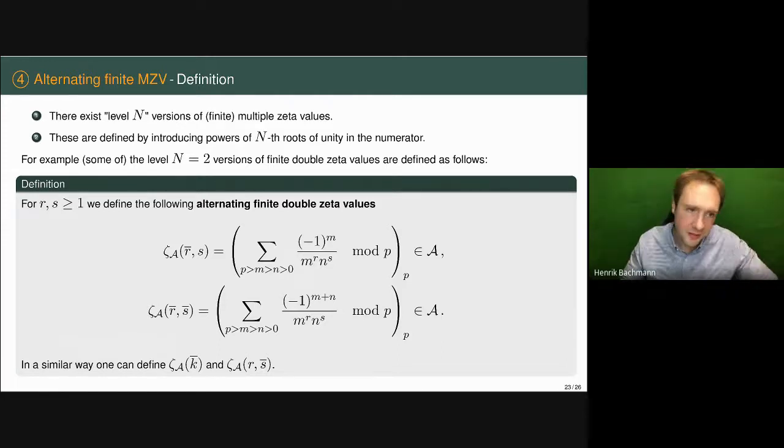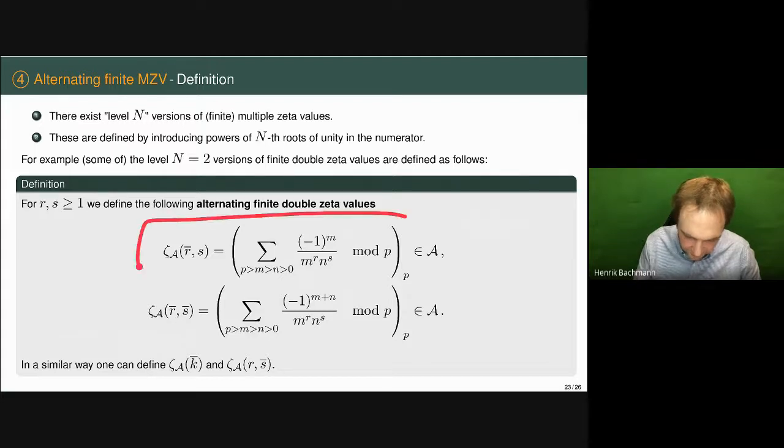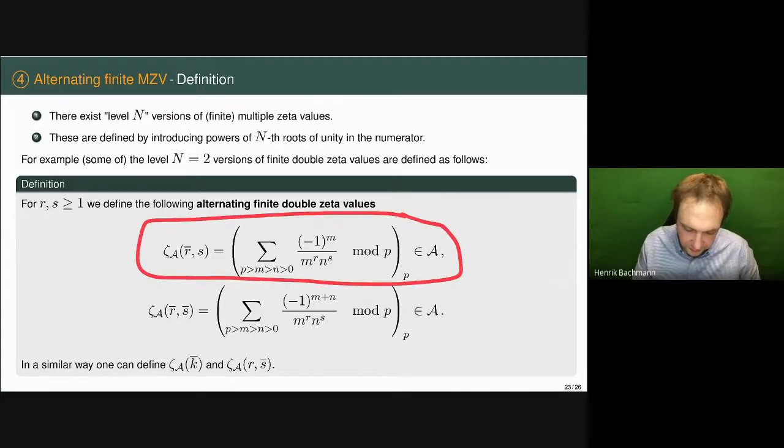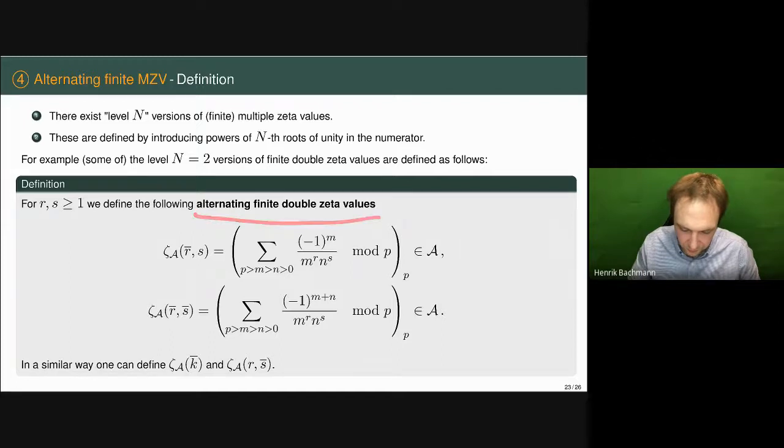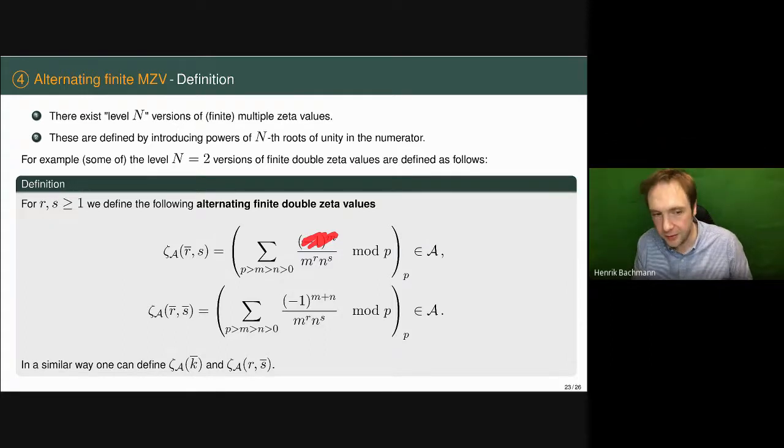There are several reasons why this should be called level n, because, for example, for n equals 2, there are relations to modular forms of level 2 and so on. But here in the finite world, what I want to mention are just these values, which you can call alternating finite double zeta values. Without this part, this is exactly the definition of the finite double zeta value. But now we also take (-1)^m, and I indicate this by taking a bar here.